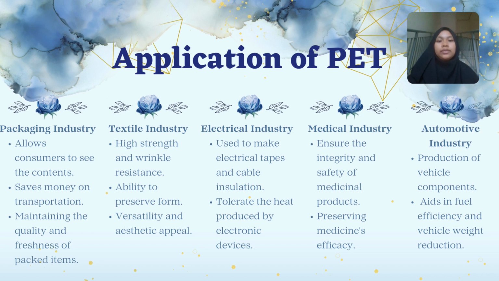It is used in the production of vehicle components such as bumpers, fenders, and interior parts. PET's lightweight nature contributes to fuel efficiency and vehicle weight reduction. Its impact resistance, dimensional stability, and ability to withstand adverse weather conditions make it suitable for both exterior and interior automotive components.